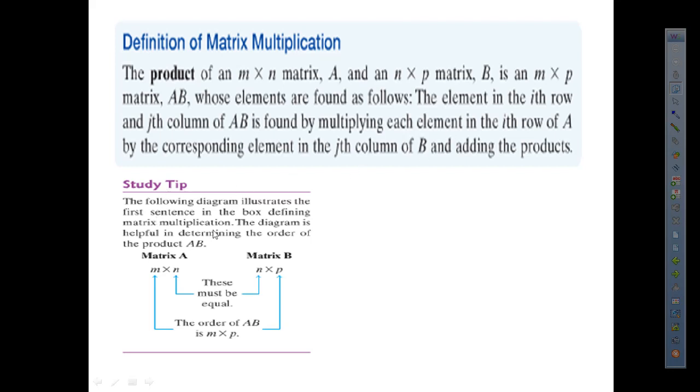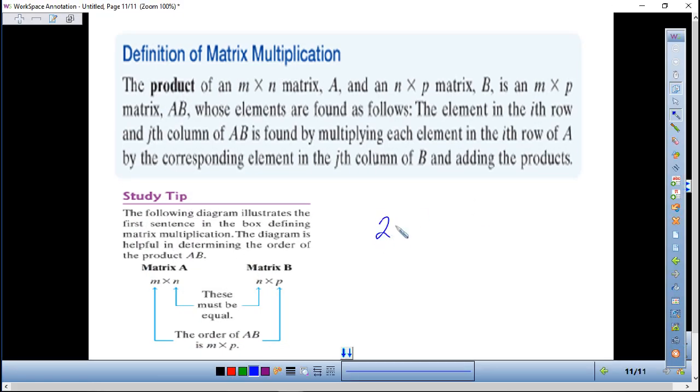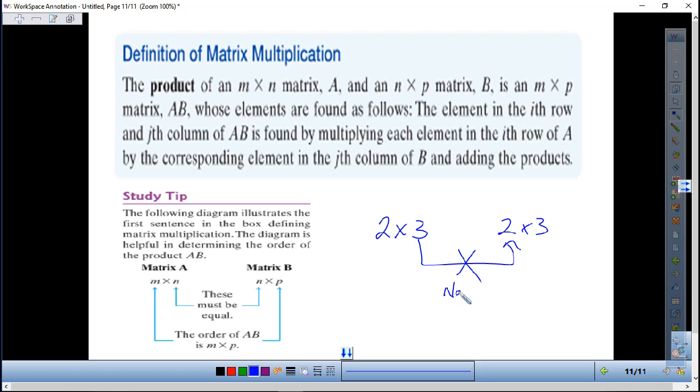The only little trick here is this thing down here at the bottom. The following diagram illustrates the first sentence in the box up here, defining matrix multiplication. The diagram is helpful in determining not only the order of the product AB, but can you actually do it? If these two right here are not equal, you cannot multiply the matrices. So for instance, if I have a 2 by 3 matrix and I want to multiply it by a 2 by 3 matrix, it doesn't work. I can't do that because these numbers right here don't match. So not possible.